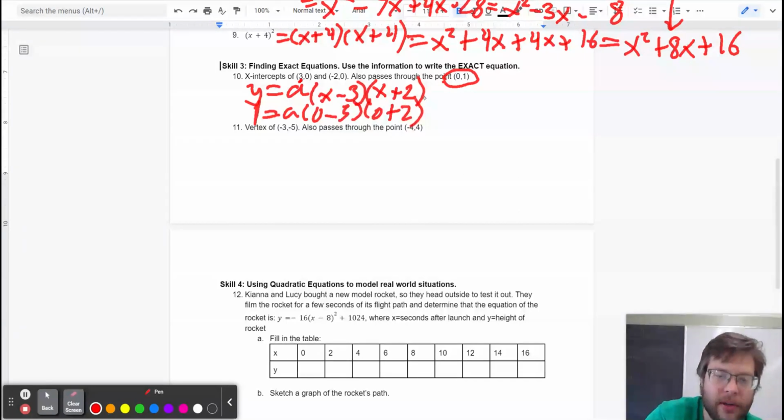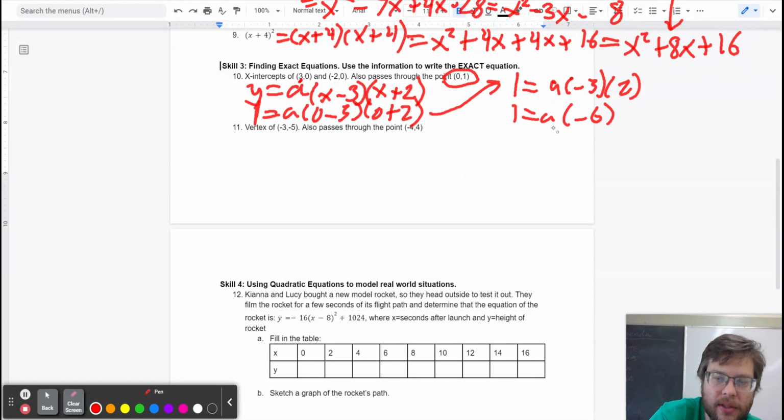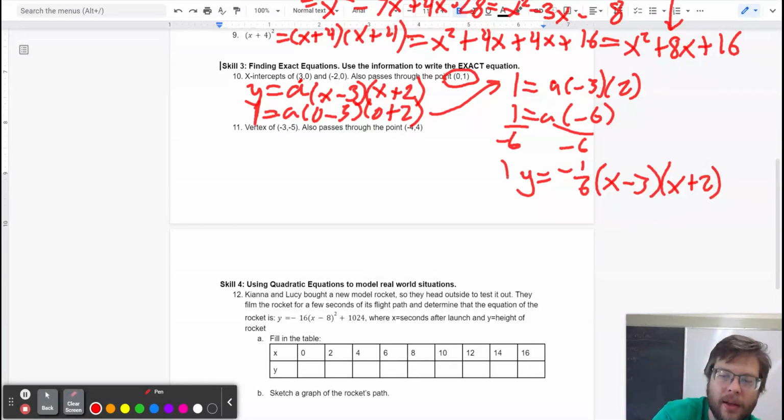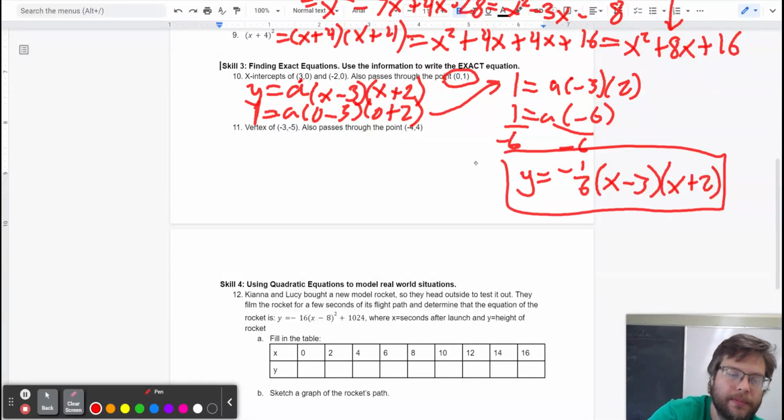And I'm solving for a, like we practiced a few times last week. So now we have 1 equals a times negative 3 times positive 2. 1 equals a times negative 6. Divide, and then you have your full equation where a is negative 1/6, and you just write your two factors just like you did at the beginning of the problem. So that's the answer for question 10.